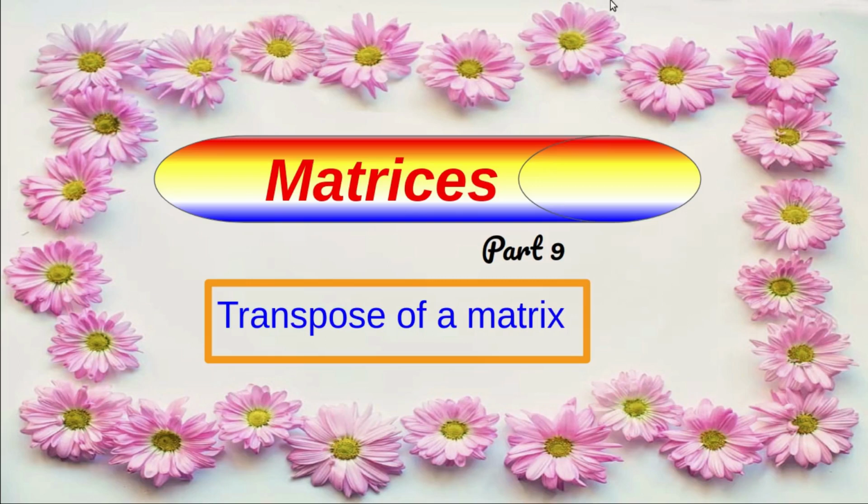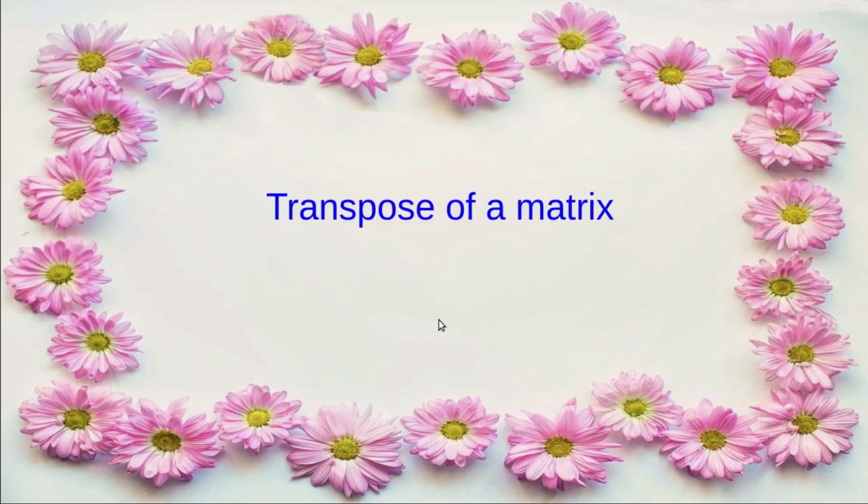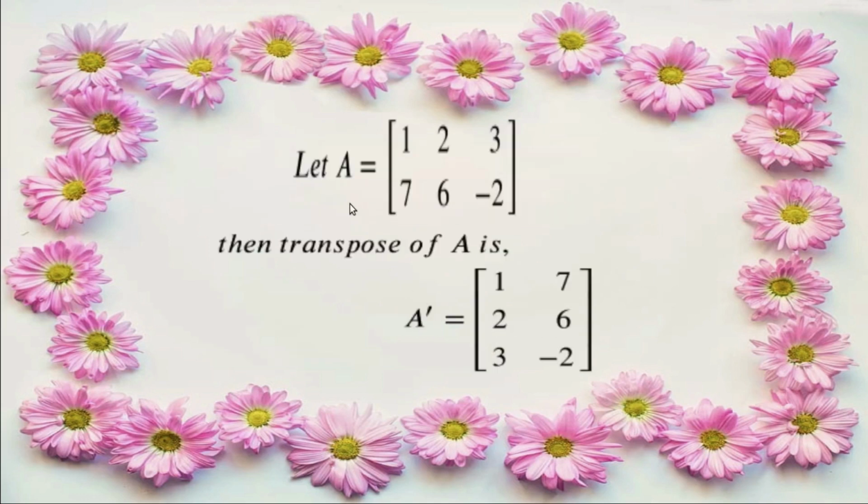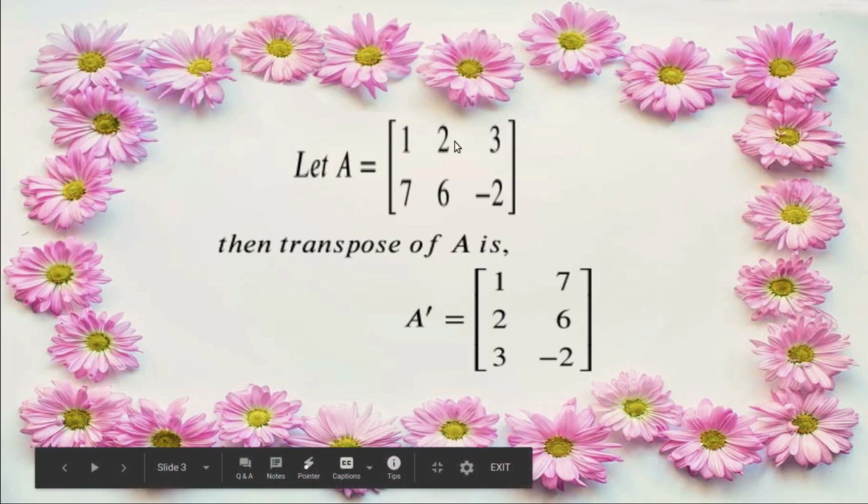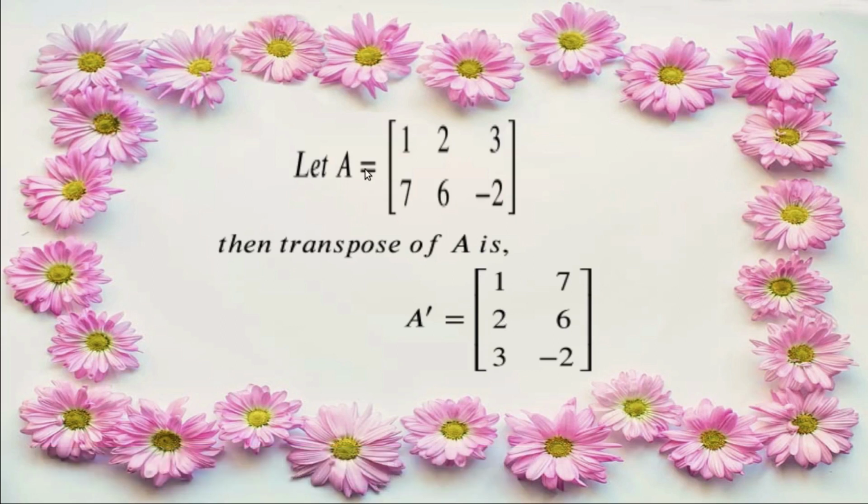Chapter 3 Matrices, Part 9: Transpose of a Matrix. Let A equal to matrix 1, 2, 3, 7, 6, minus 2. Then transpose of A is 1, 7, 2, 6, 3, minus 2. Write first row as first column. Then write second row of A as second column. Interchange rows and columns. Then we get A transpose.